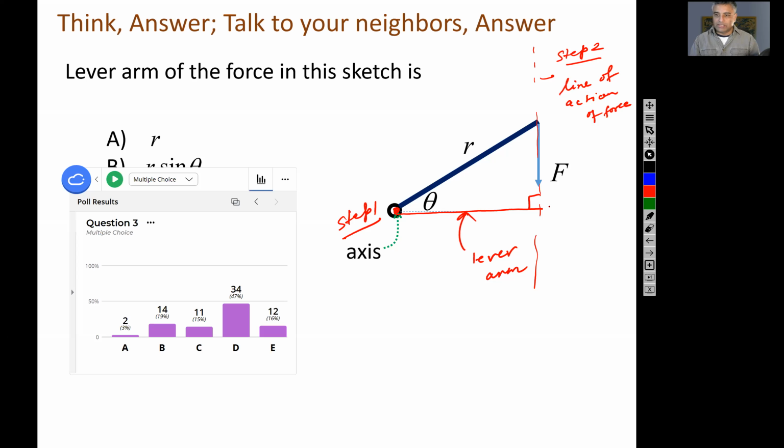And that's the shortest one. So now it makes a right triangle, and we want this length here. Lever arm is the shortest length from the axis of rotation to the line of action of force. That's what the lever arm is. Now for this angle, this is adjacent. Okay, so adjacent means it's going to pick up cosine.